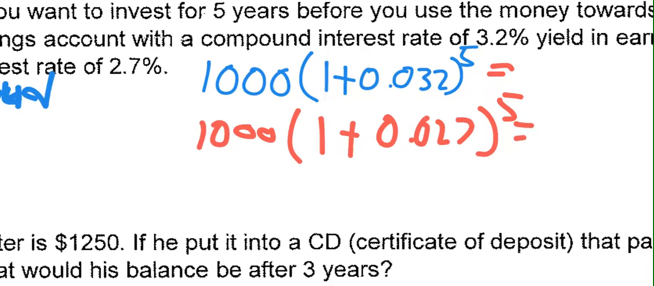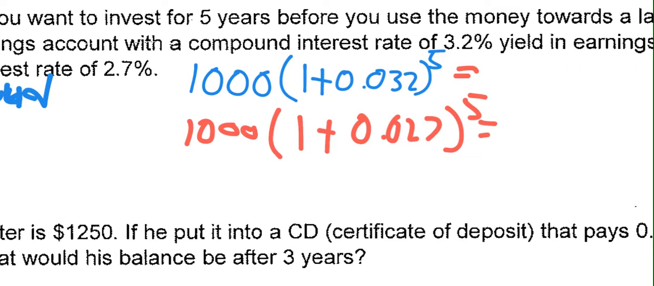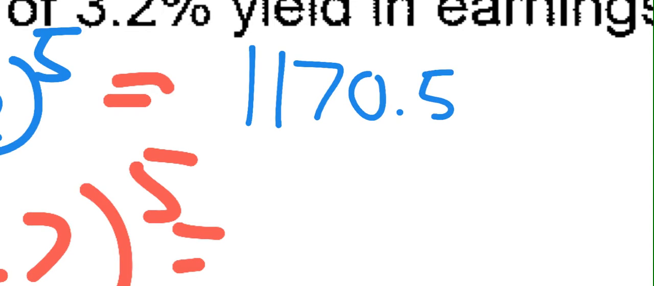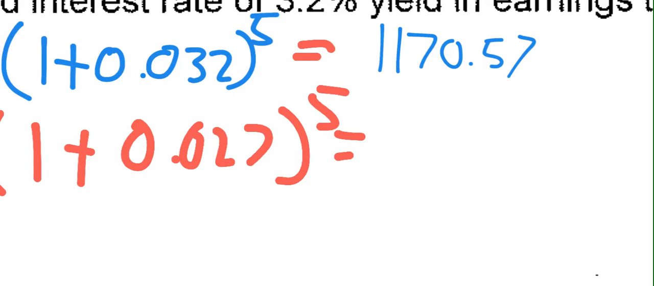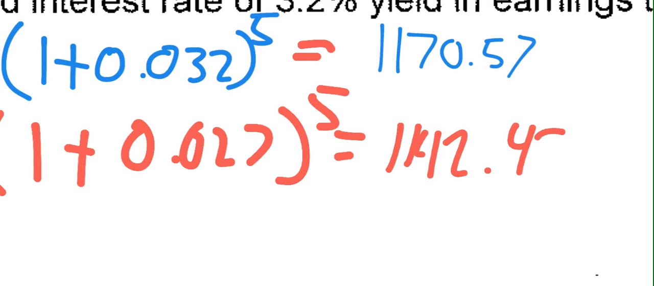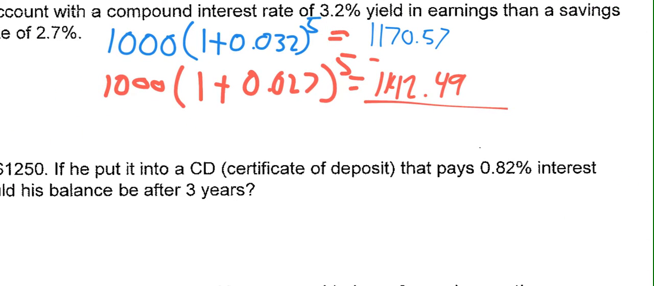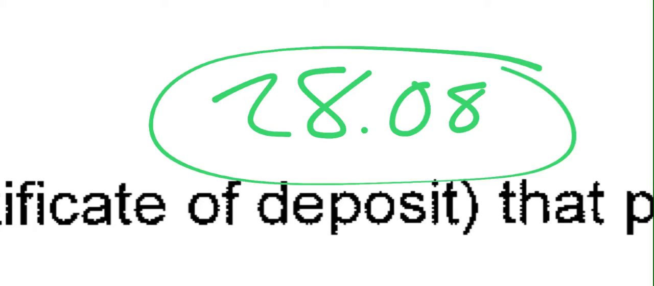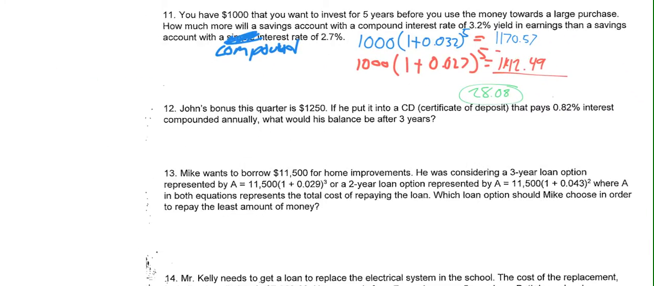I want to know how much more one makes than the other. So I have to get the amounts for these, and then I'm just going to subtract them when I'm finished. So for that top one, I get $1,070.57. And for the other one, I get $1,042.49. Now I have to subtract these two. And I finally get a difference of, so I'm going to change colors real quick, $28.08. That is the final difference between those two.